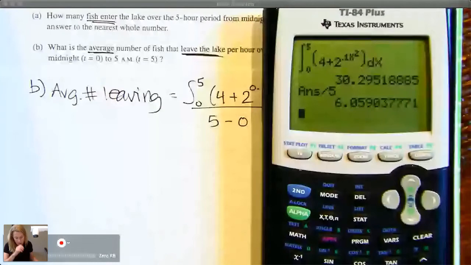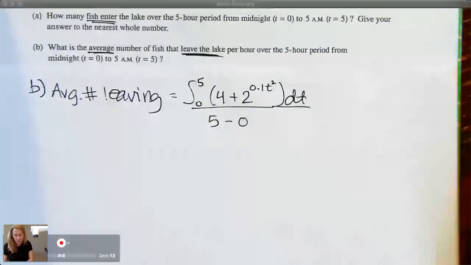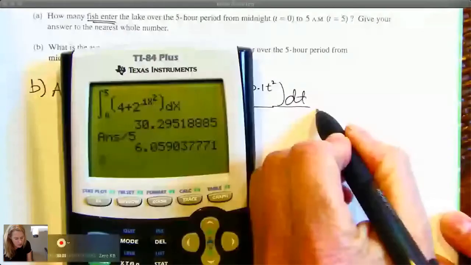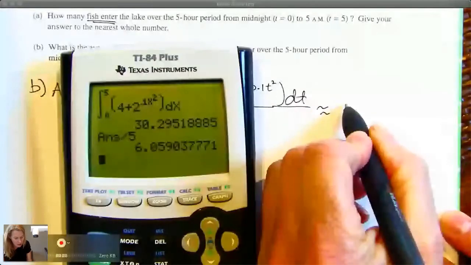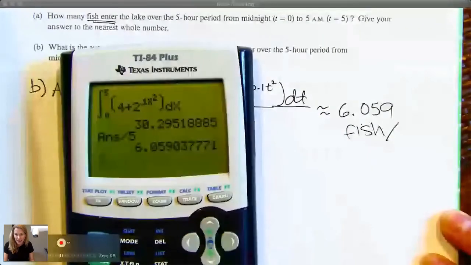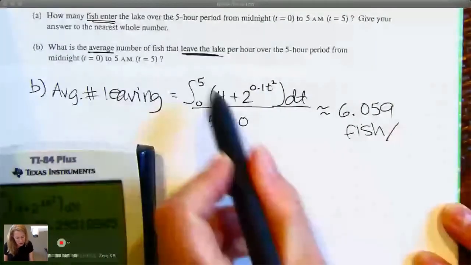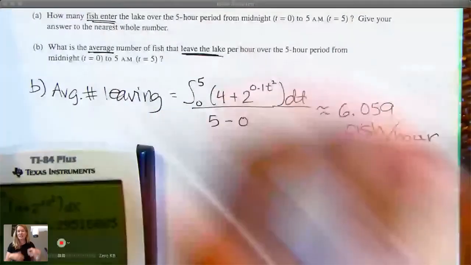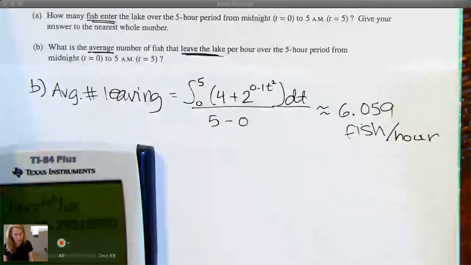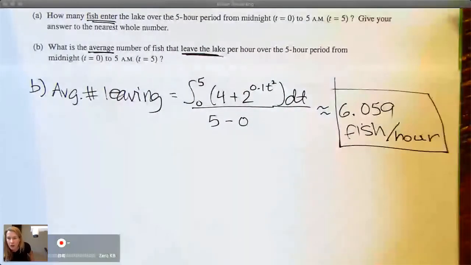And that was an average number, so we are going to leave the decimal values there. That gives us about 6.059 fish per... you're going to write fishies. Okay. Fish per hour. Right? That's the average number of fish leaving the lake. It's like the average rate of change of the fish. Okay, 6.09 fish per hour.